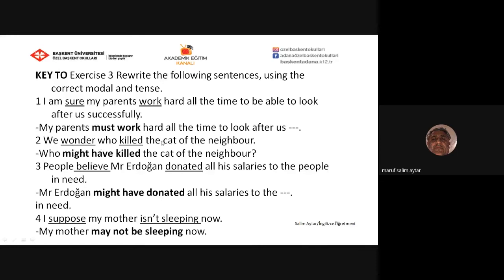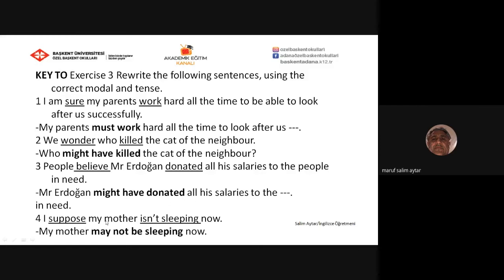We wonder who killed the cat of the neighbor. We're not sure about it. Who might, who could, who may have killed the cat of the neighbor? People believe Mr. Erdogan donated all his salaries to the people in need. Mr. Erdogan might, could, may have donated all his salaries to the people in need.